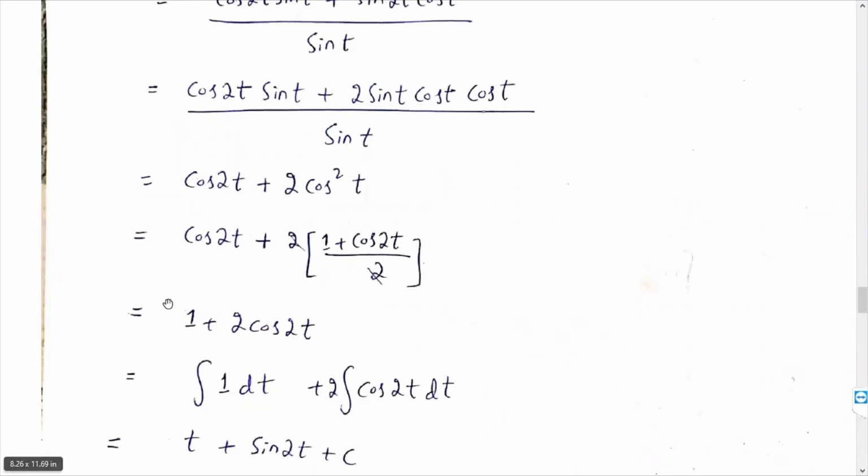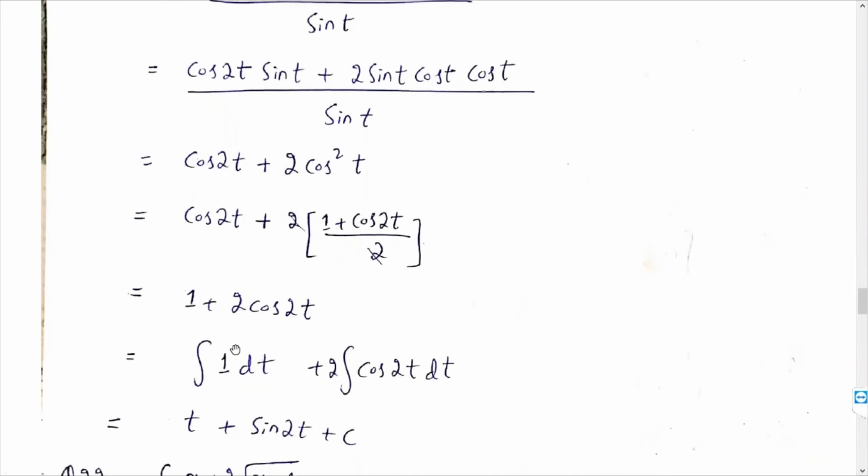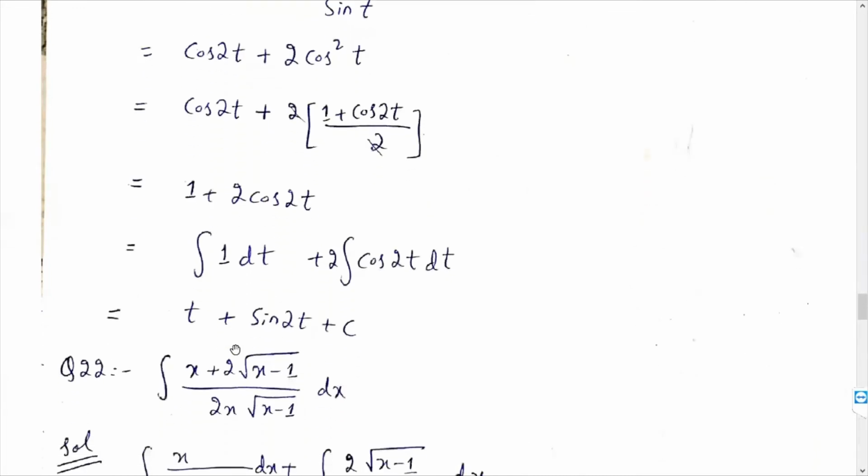Now we can solve this expression. We know the integrals of these functions. Integral of 1 is t. Integral of cos 2t is sine 2t by 2, plus some constant of integration.